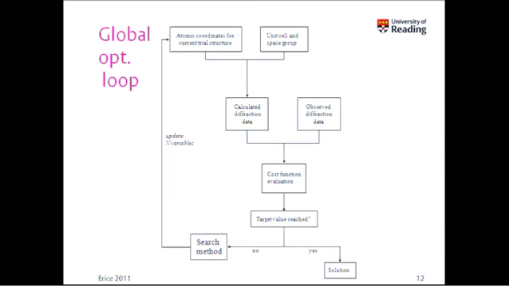If no, then we invoke some sort of search method to update the variables to control the position and the orientation and the conformation of the molecules within our box, and we go around the loop again. And in general, we're going to end up going around this loop hundreds of thousands, possibly millions of times, depending on problem complexity.